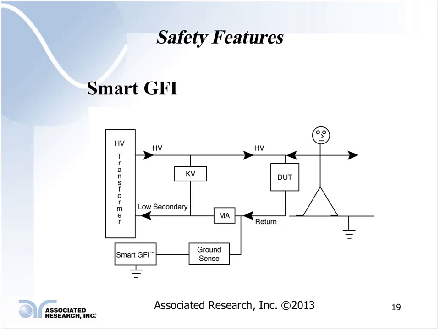It can give you some nuisance tripping if you're testing two isolated circuits and you have a leakage path to earth. If that leakage path to earth exceeds 450 microamps, it can give you a false GFI. So in that case, you may have to disable it or request an option to change the GFI setting. This is a hardware setting within the instrument itself right now.